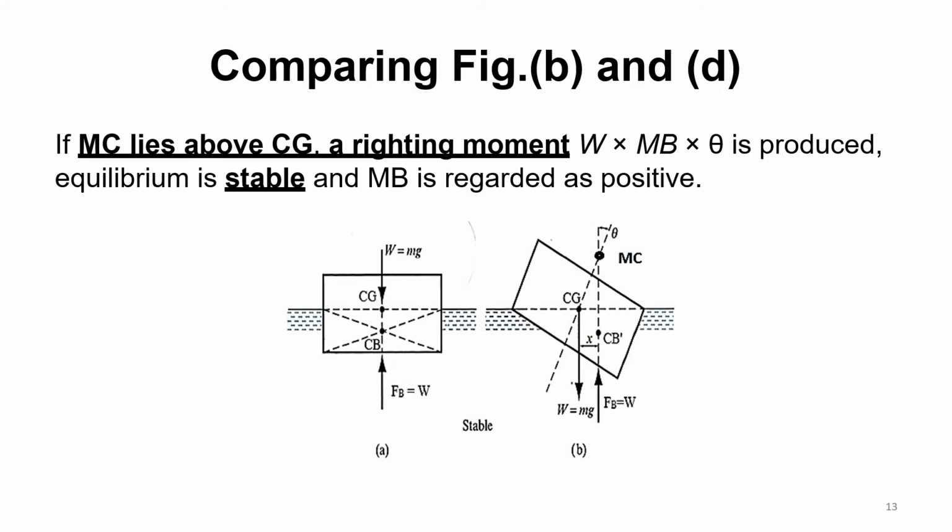Okay, then we need to compare figure B and figure D from just now. For stable and unstable, how do we classify them? So, if the metacentre MC lies above the CG, so when MC is above CG, the righting moment occurs, where W times MB, the length from CB to MC, times theta. The equilibrium shows that the floating body is stable and the MB is positive. Okay, so MB is the length here. The length from CB to MC is the MB.